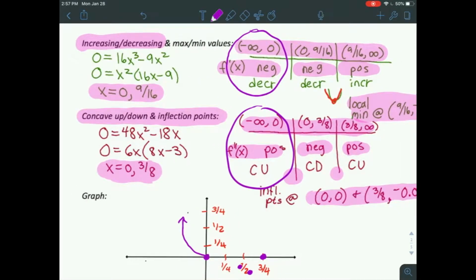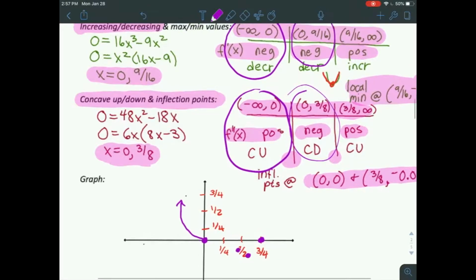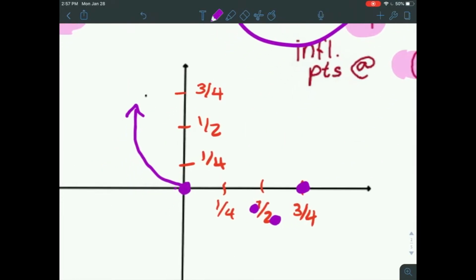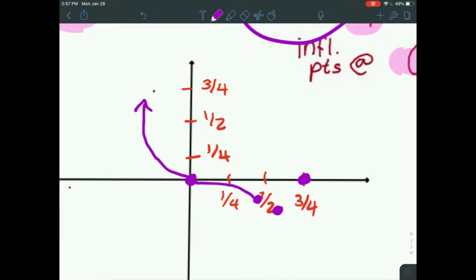Okay, my next little section is from 0 to 9/16. It's supposed to still be decreasing, and actually it stops at 3/8, sorry. From 0 to 3/8, it's supposed to still be decreasing, and it is going to be concave down. So switched concavity here, so it's decreasing, but now it's concave down, which is a little bit hard to draw. Let me zoom in here. So decreasing and concave down. So try and make it look like it's concave down there.